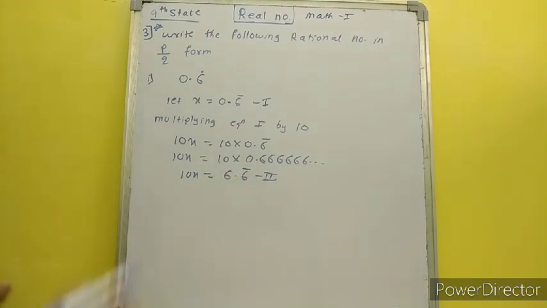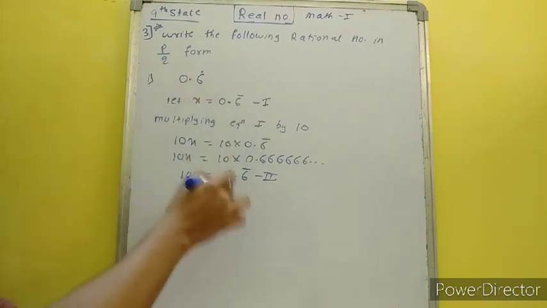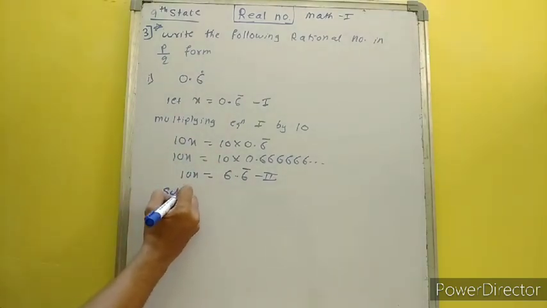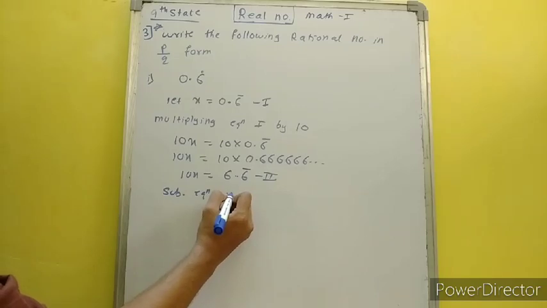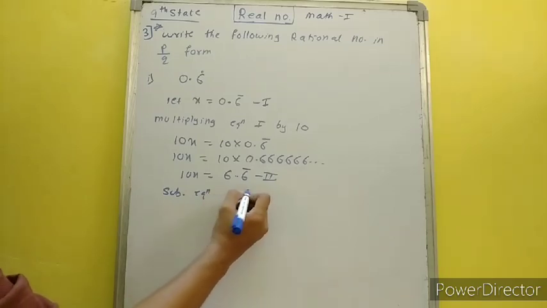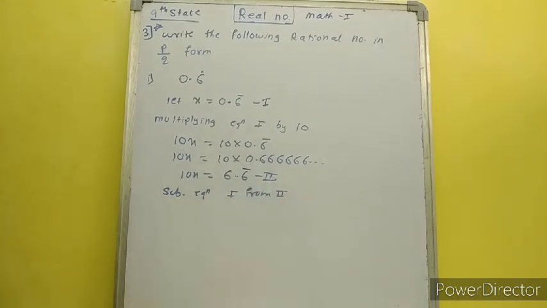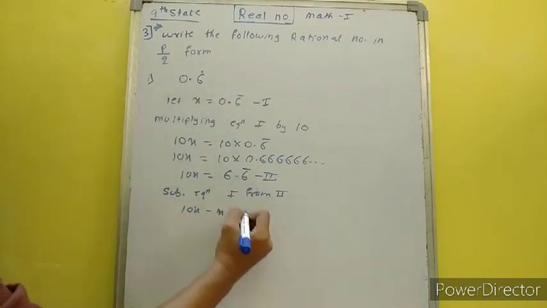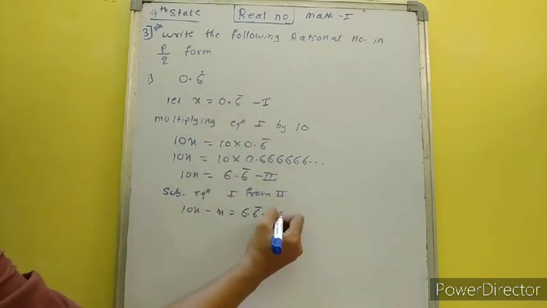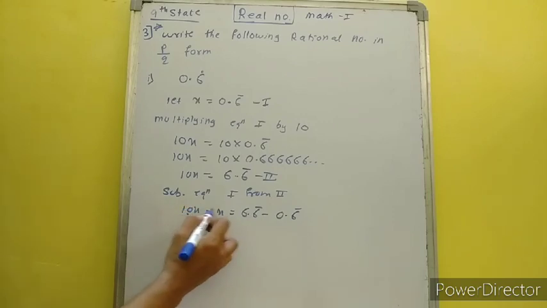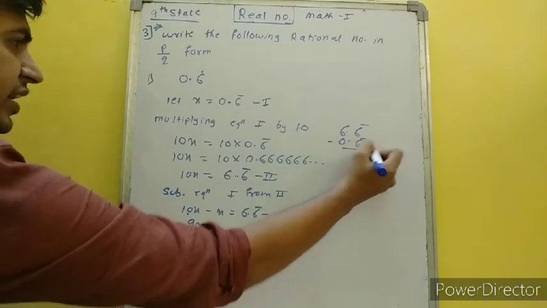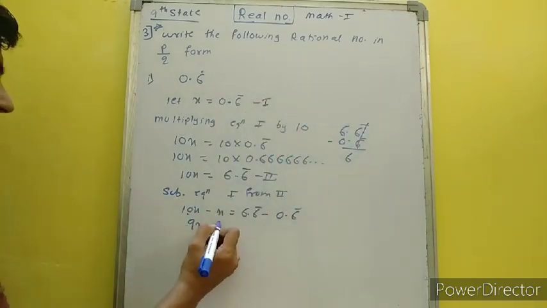Okay, now when you observe the first and the second one, in both the parts we have 0.6 recurring. Therefore, subtracting equation 1 from 2. Okay, so we have 10x minus x, the bigger one first and then the smaller one. Again 6.6 recurring minus 0.6 recurring. See, 10x minus x is 9x, and 6.6 recurring minus 0.6 recurring, the recurring parts get cancelled. We have 6.